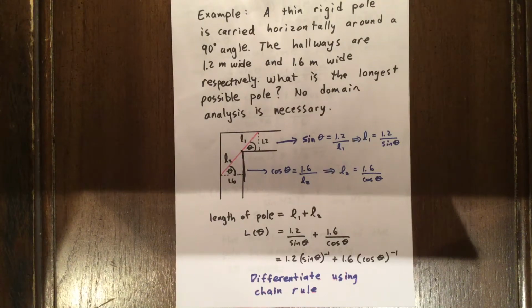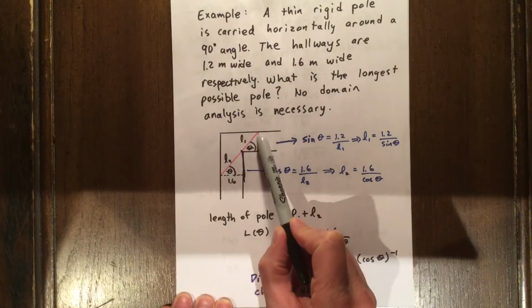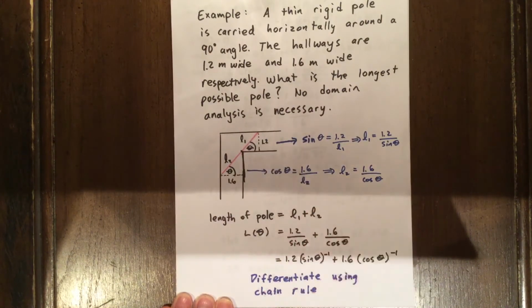In this particular question, a thin rigid pole is being carried horizontally around a 90-degree angle with hallways that are 1.2 meters wide and 1.6 meters wide respectively. So this hallway is 1.6 meters wide and this hallway is 1.2 meters wide. We want to figure out the longest length of pole that can be carried around there. And the question says no domain analysis will be necessary.